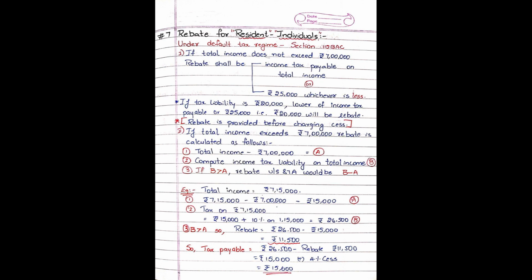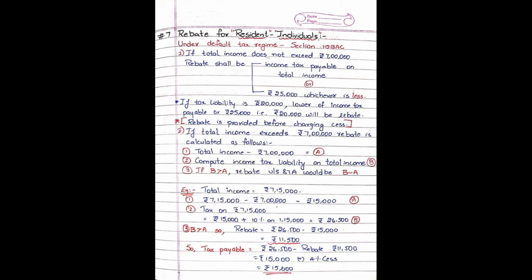Under our income tax law, if a person has to claim rebate, he must be an individual and he should be resident of India. He must be an individual and resident of India. So the concept of rebate is applicable only for resident individuals. If the individual is paying tax under the default tax regime, how will he claim rebate?